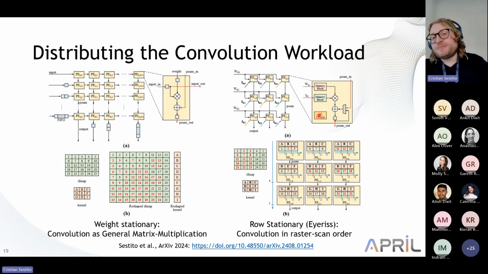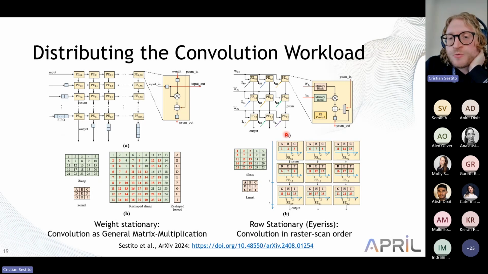Another approach that has been proposed, let's say in 2015, 2016, is the row stationary, where Eyeriss is the hardware architecture representing the milestone architecture proposing the row stationary data flow. In this case, we don't need to transform the input feature map into a Toeplitz matrix to satisfy the general matrix multiplication, but we actually follow the raster scan order of the activation. Basically, each processing element stores a row of activation and a row of weights.